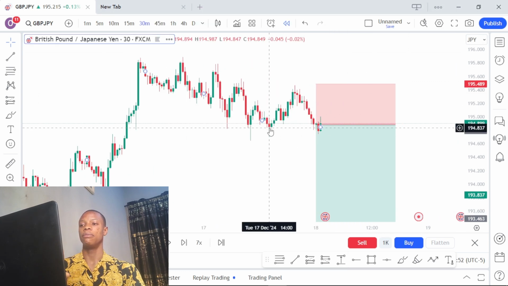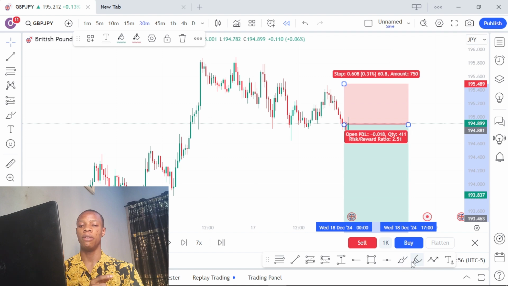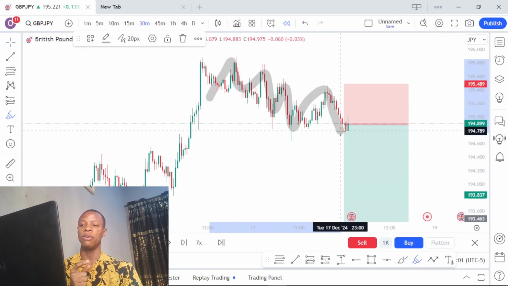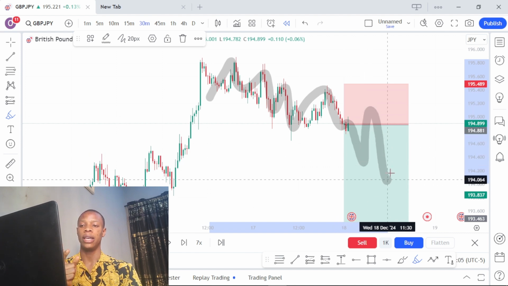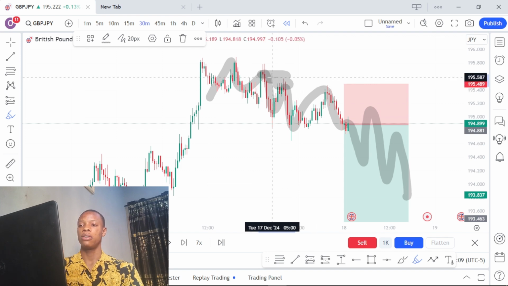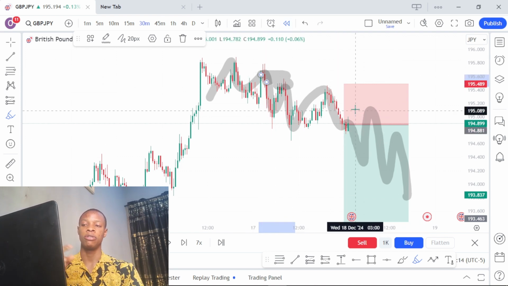Now take a look at this. On this very trade, I saw that GBPJPY is currently bearish. It was making a series of lower highs and lower lows. I was expecting it to go down, make another lower high, go down again. I was going to sell yesterday from here, but I wasn't convinced enough to sell. So I was thinking it was going to continue, then I decided to sell today.